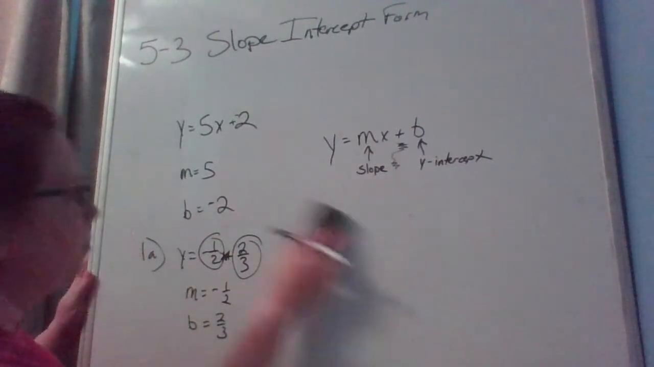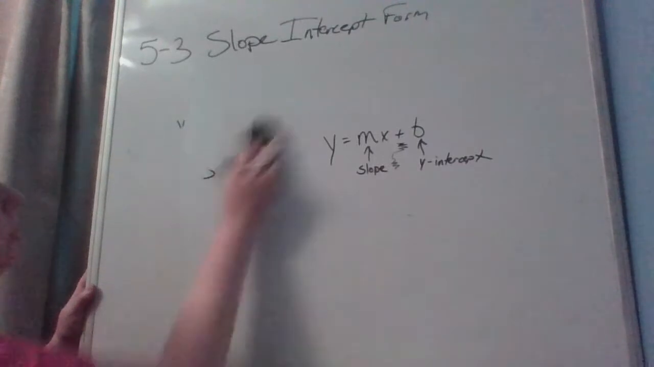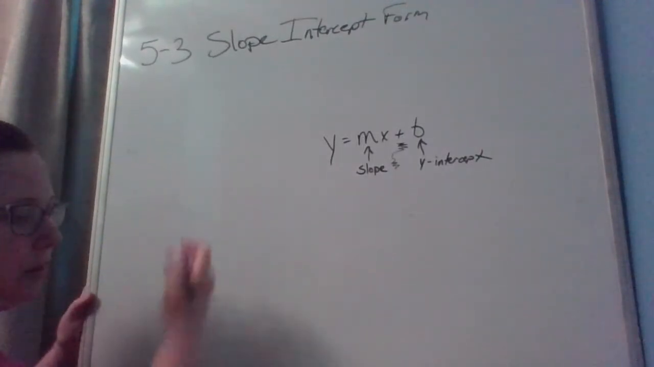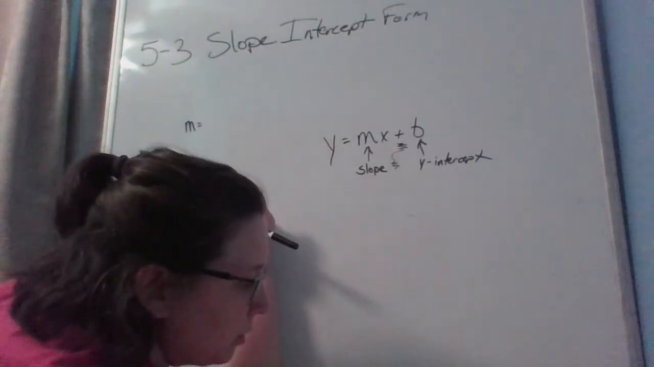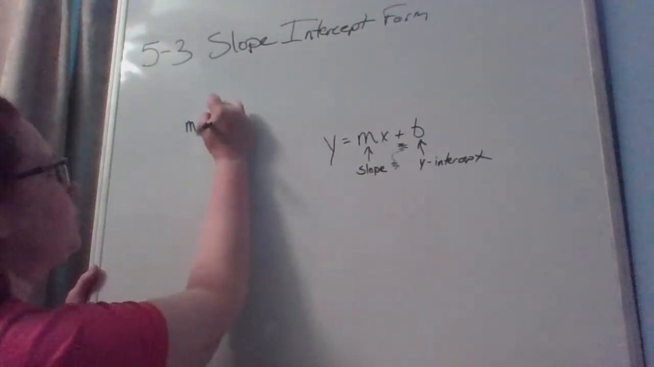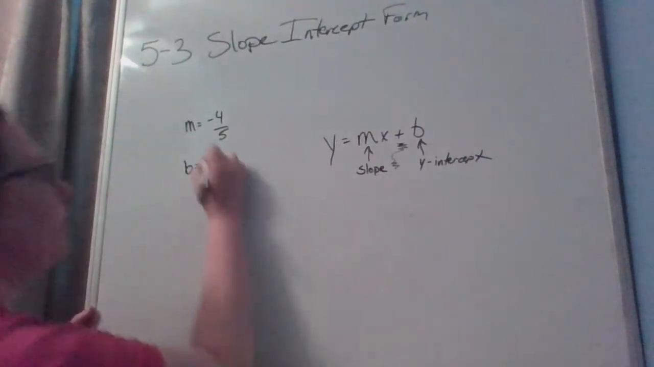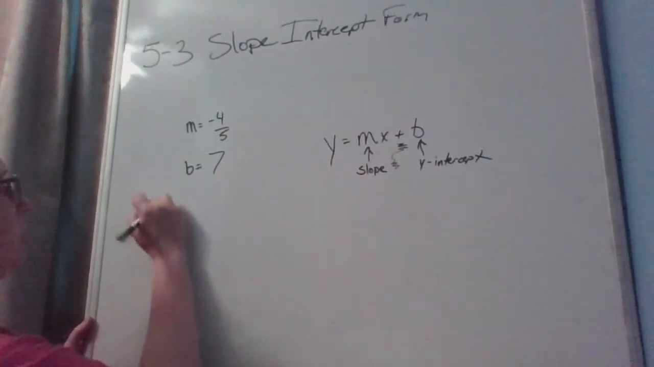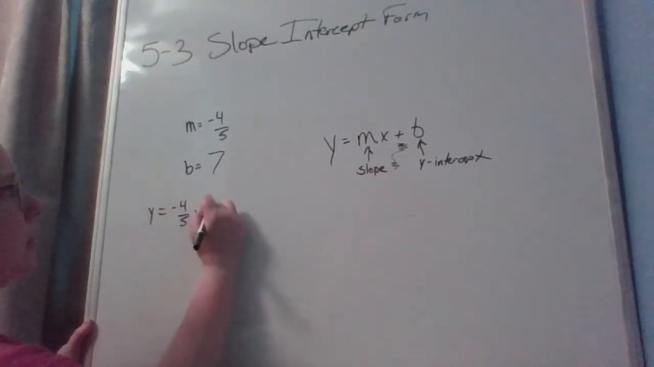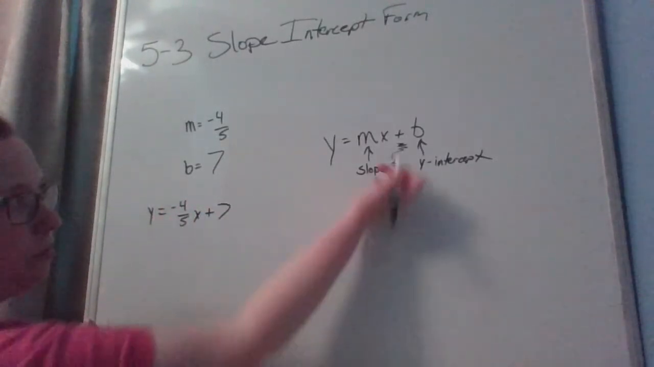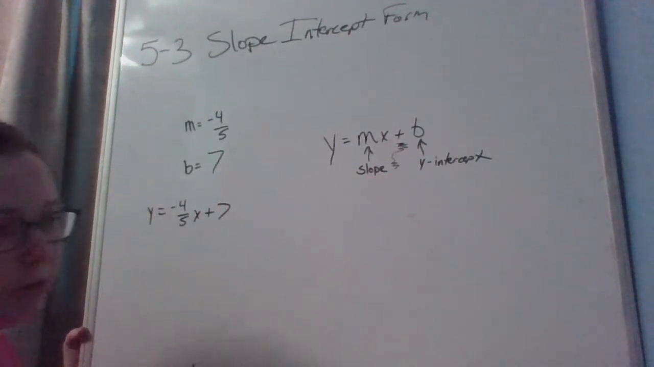Moving on to example 2, here they're going to give us the slope and the y-intercept. We come up with the equation. So in problem 2, they're saying that the slope is negative 4/5 and the y-intercept is 7. So we can plug those into this formula and say that y equals negative 4/5 x plus 7. Remember that that formula is plus. This is a positive, so we say plus 7.